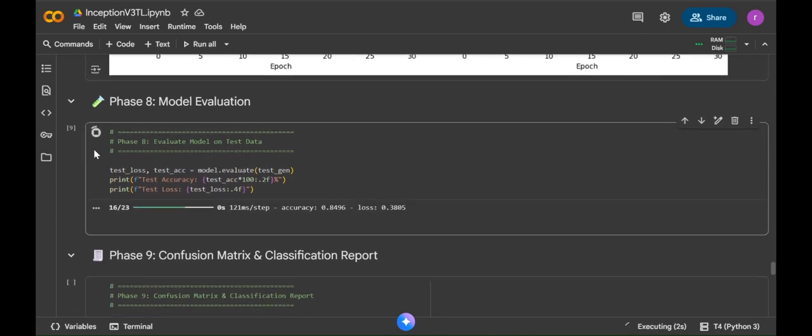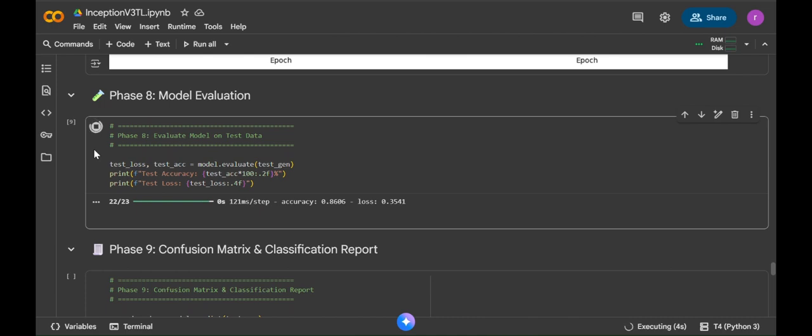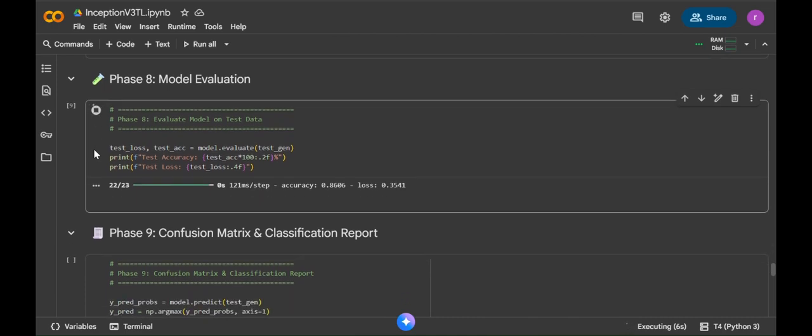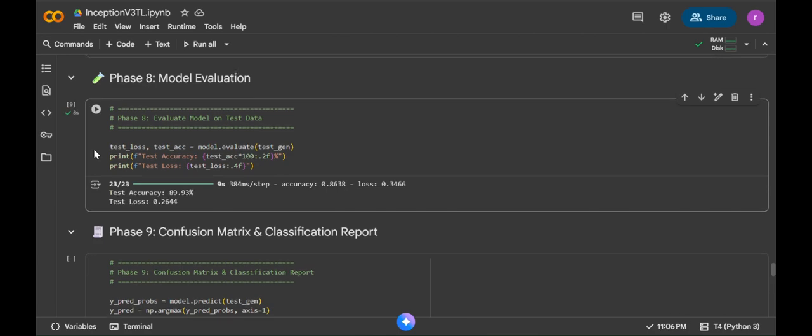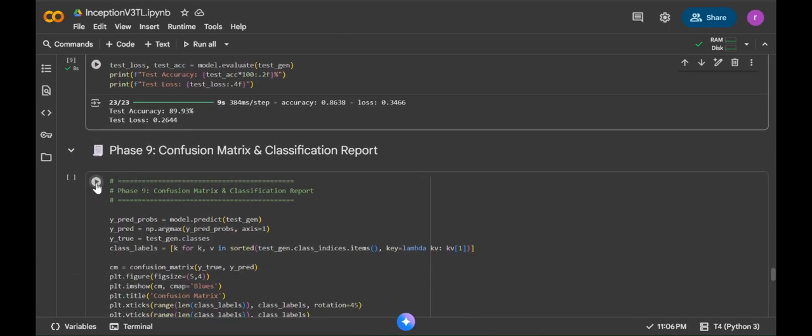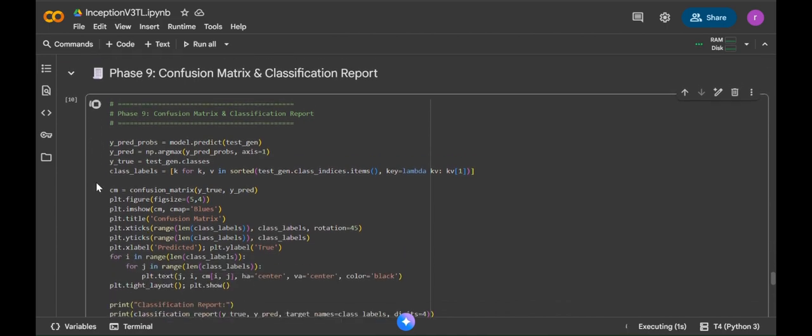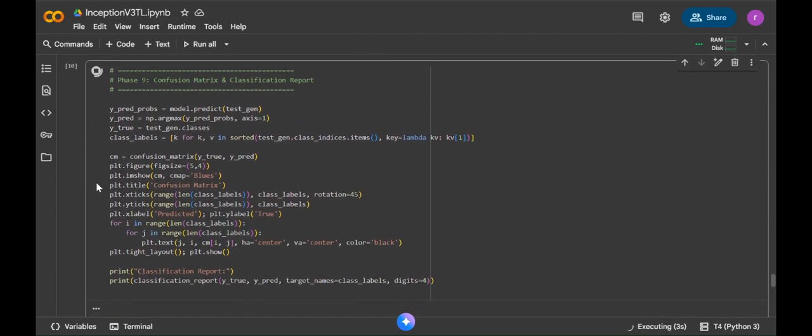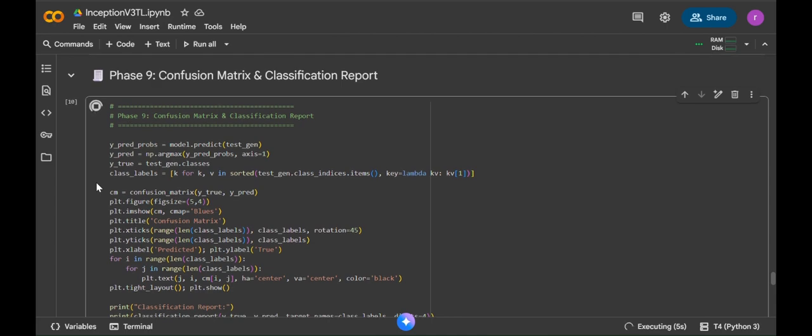For our project, we used the Brain Tumor MRI Dataset from Kaggle, which is a publicly available and widely used dataset for deep learning research. It contains over 7,000 MRI images categorized into 4 classes: glioma, meningioma, pituitary tumor, and no tumor.